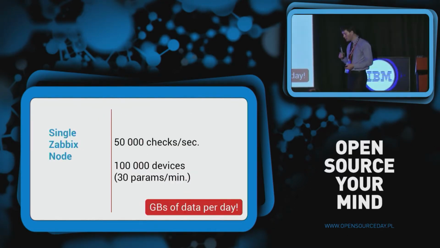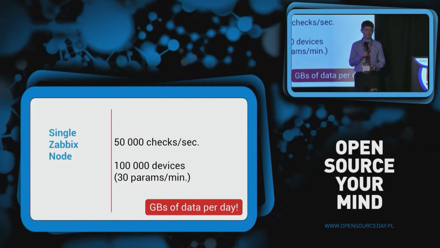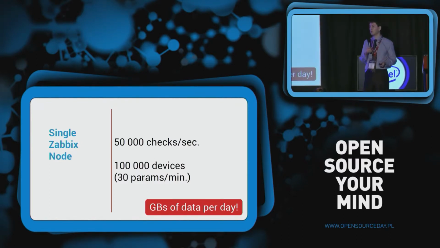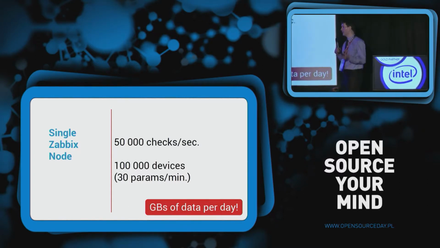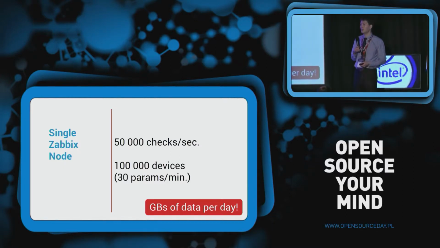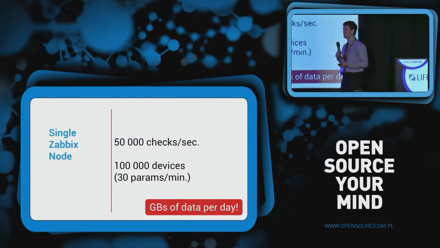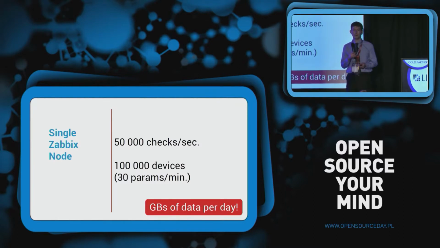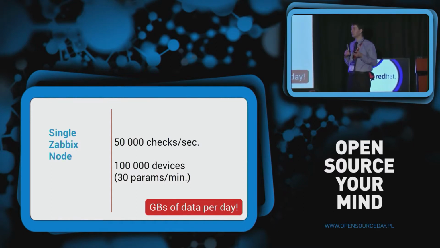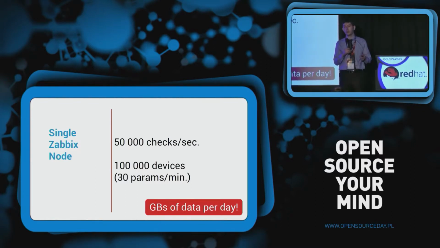So you may ask, what's the scalability of Zabbix? What kind of performance may Zabbix deliver? If you have a standalone Zabbix installation on decent hardware with lots of CPU power, lots of memory, and fast storage, Zabbix will be able to deliver around 50,000 performance and availability checks per second. This is quite an impressive number, because this level of performance is enough to monitor 100,000 devices having 30 parameters each, monitored every minute.